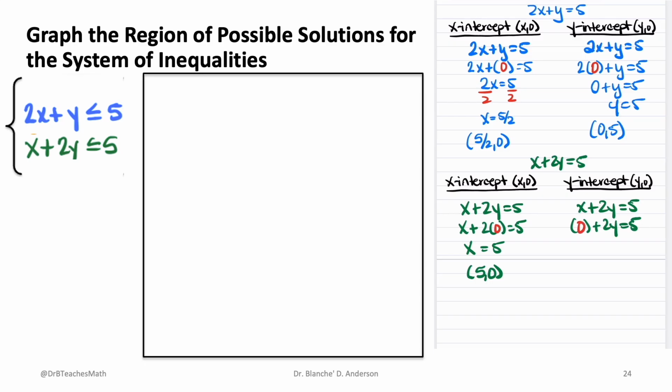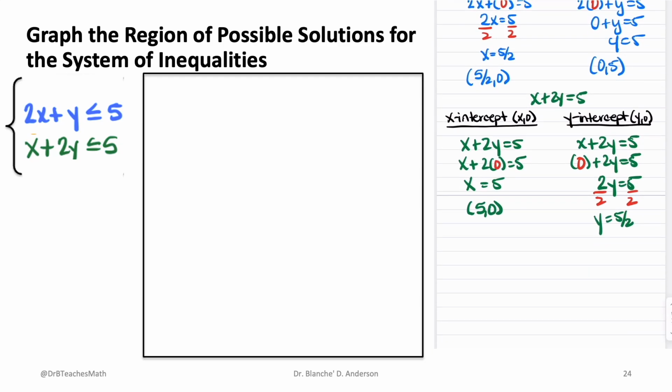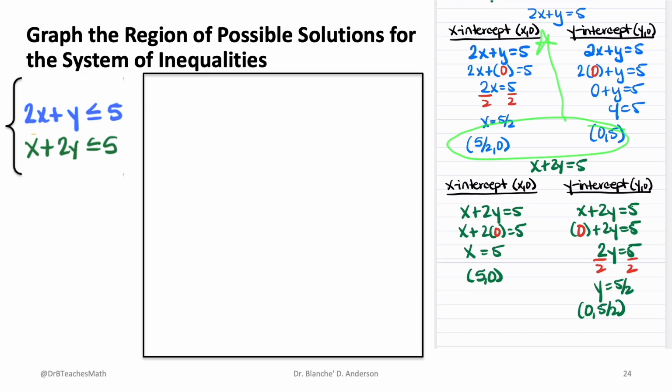So then we have 0 plus 2y equals 5. So 2y equals 5. And then we're going to divide both sides by 2. And we end up with y is equal to 5/2. So when x is 0, y is 5/2. These points will help us draw that graph, and then these points will help us draw that graph. So far, so good?